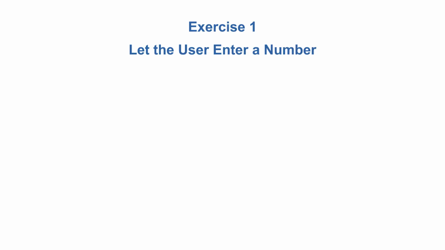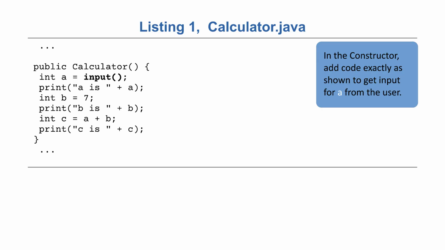First, let's get an input value from the user. Exercise 1. Let the user enter a number. Pause the video if you need more time in any of these exercises. If you want to see how I would complete any of the listings, please refer to the completed listings at the end of this video. In the constructor, add code exactly as shown to get input from the user.